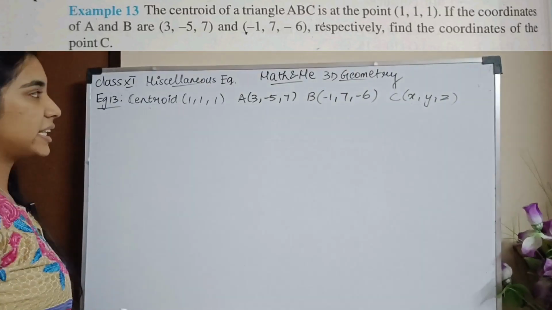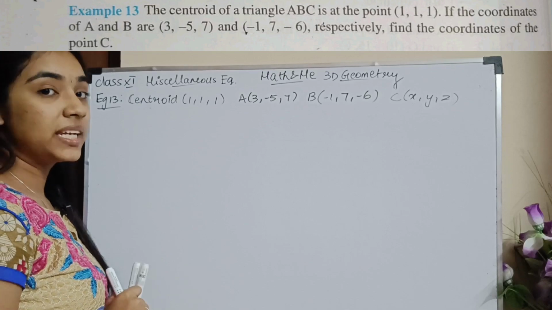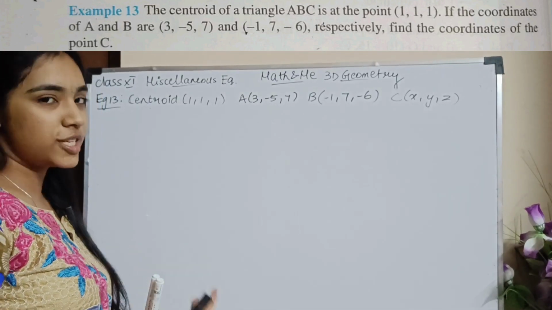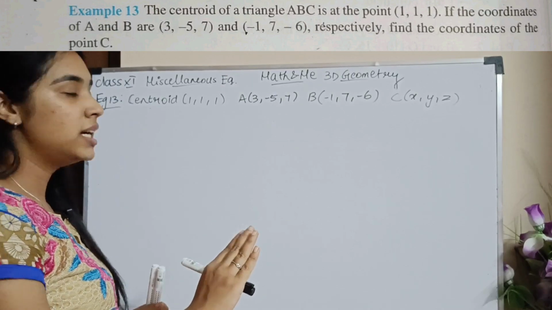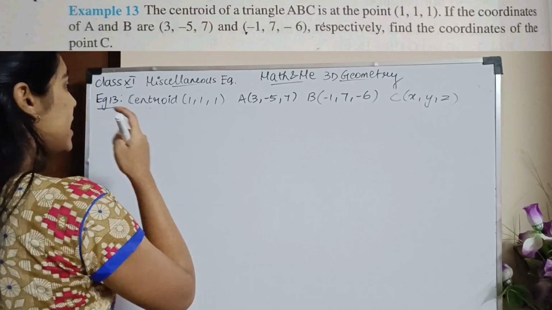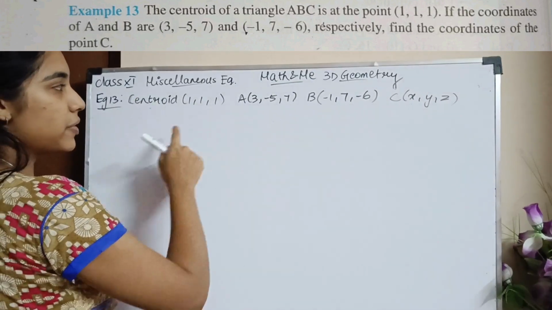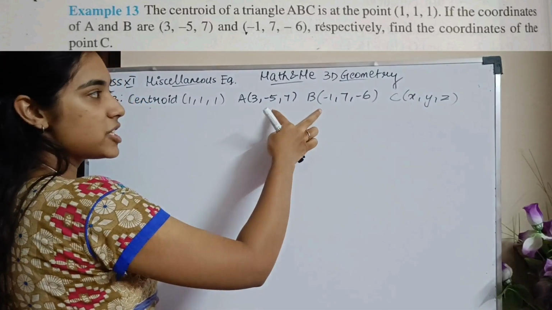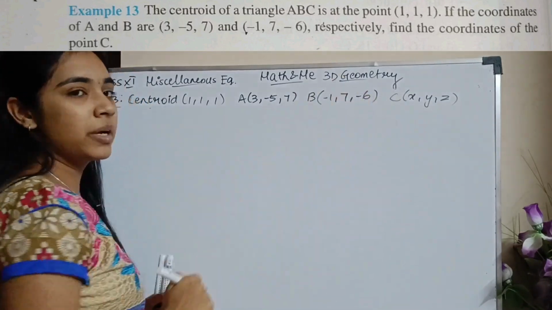Moving on to example 13, we have learned about the centroid in example 9. Please check my previous videos for example 9 and see how we have got the coordinates for the centroid. I'm not going to explain it again here. Now I'm given the coordinates of my centroid. I'm given the three vertices of a triangle, out of which I only know A and B. So I need to find the coordinates of C.